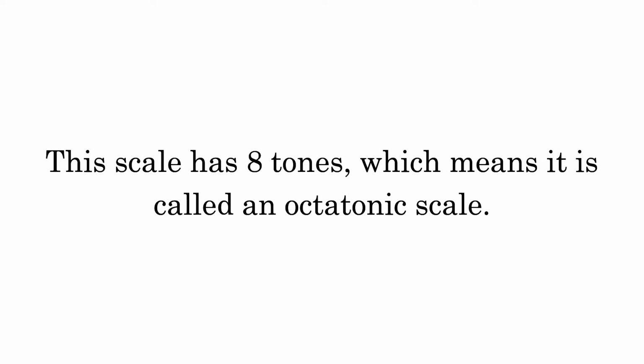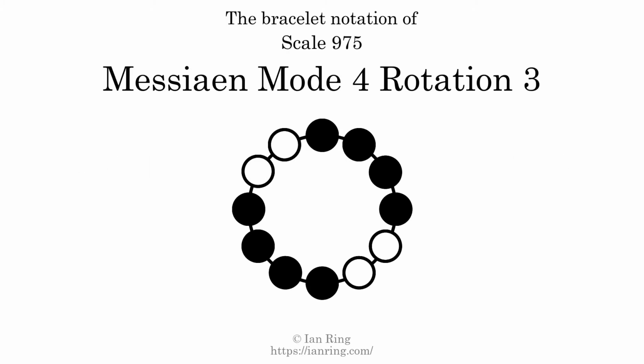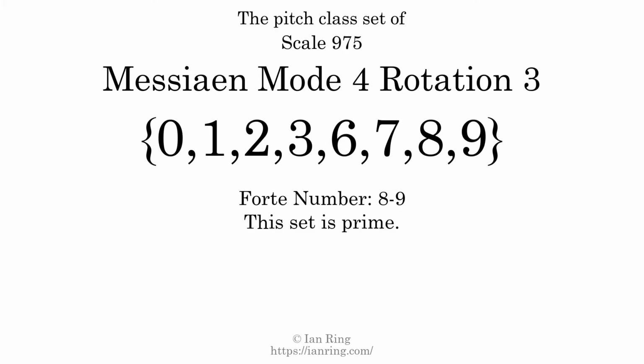This scale has 8 tones, which means it is called an octatonic scale. This is a bracelet notation diagram of scale 975. The shaded circles represent tones that appear in the scale, and they are read clockwise, starting at the top. The pitch class set for this scale is 0, 1, 2, 3, 6, 7, 8, 9.